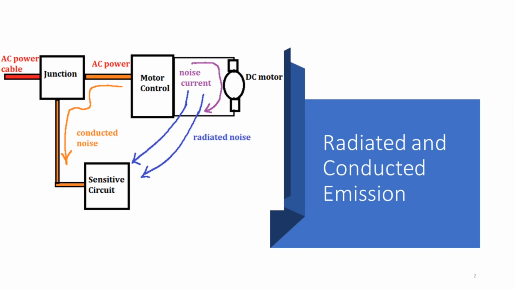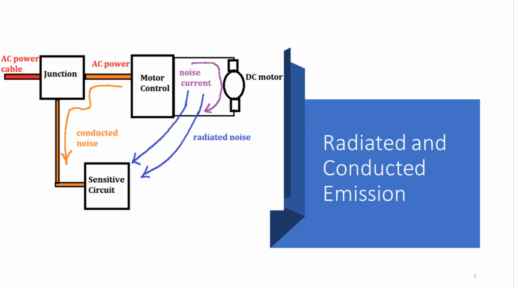Here you say that you have a motor control circuit, and if you have a motor that is working from the mains as shown in the figure, this is a DC motor or a universal motor with brushes. An AC power cable connected to the junction feeds AC power to the motor as well as some sensitive circuits, which are required for controlling some other circuits of motor control circuit. The motor control circuit involves switching by semiconductor devices with very fast rising pulses.